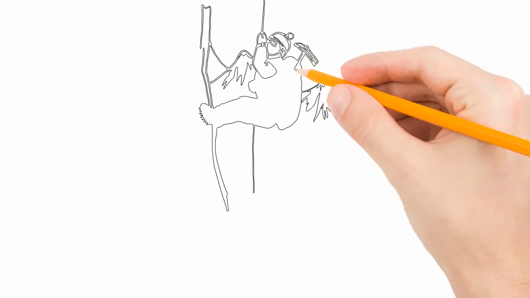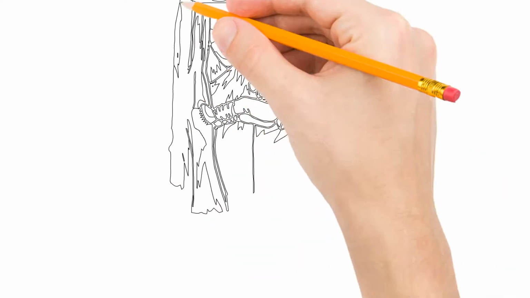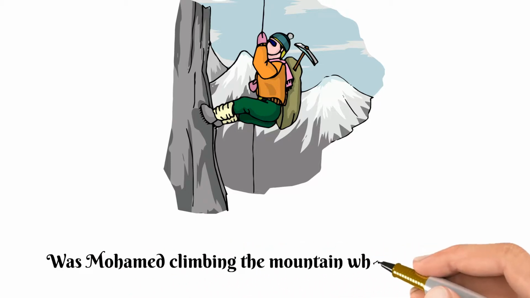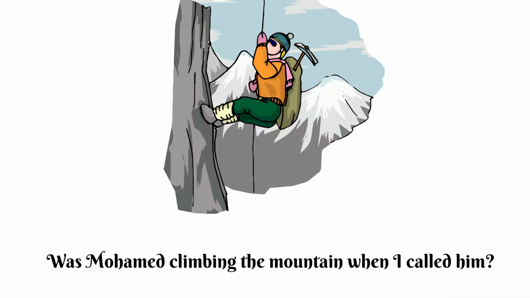In this last example, the question is, was Muhammad climbing the mountain when I called him? So the question is, was Muhammad climbing? And in situation like this, we tend to use the past continuous when a longer action is interrupted by a short action. So the longer action was Muhammad climbing, it takes time, and it was interrupted by the phone call, which was of course very short.